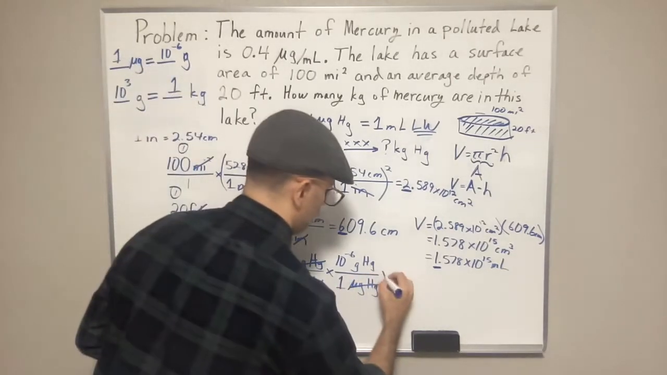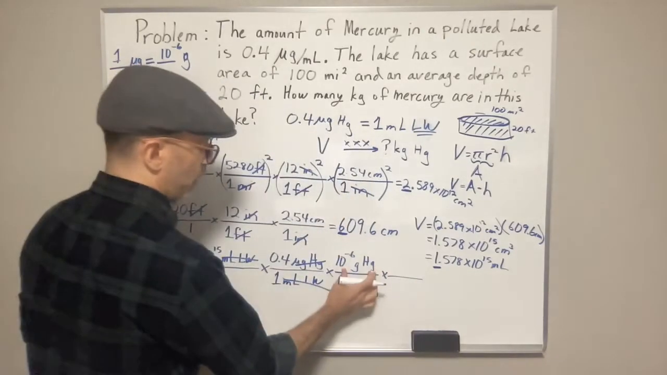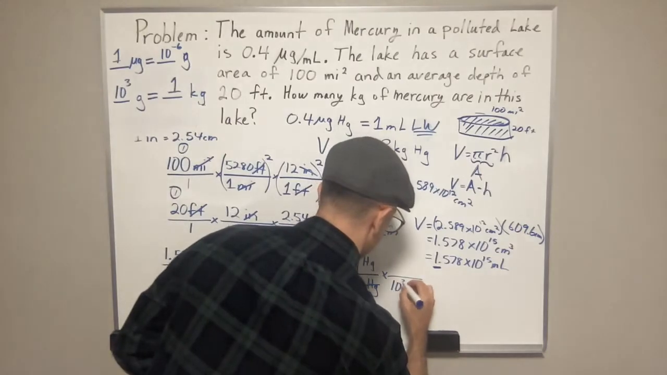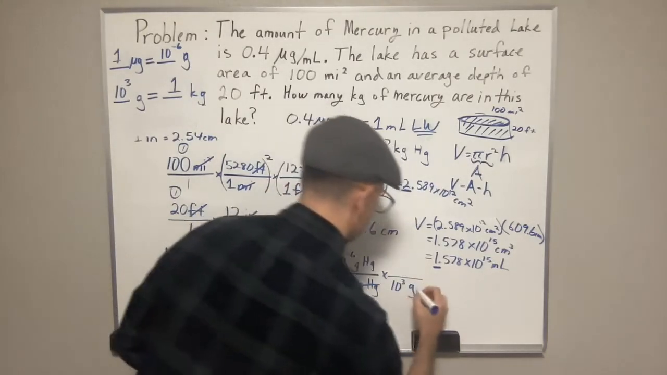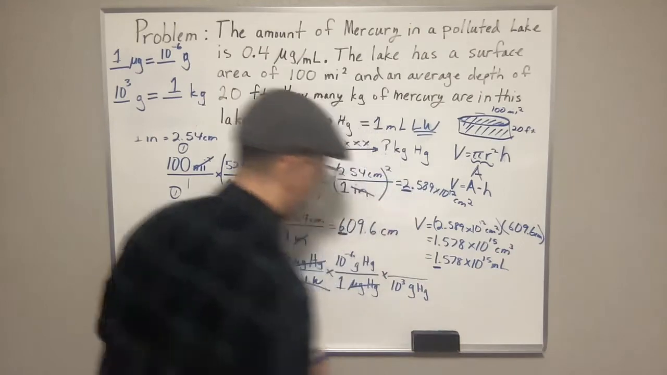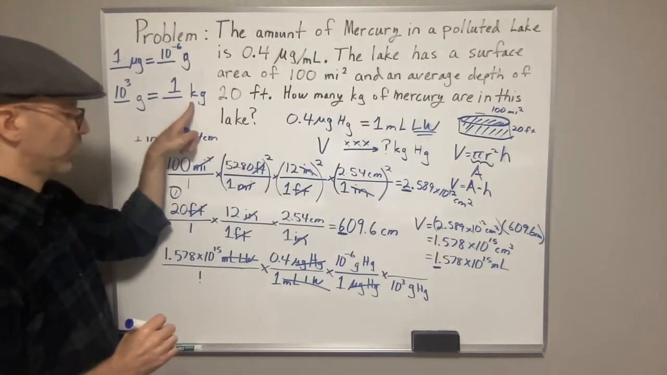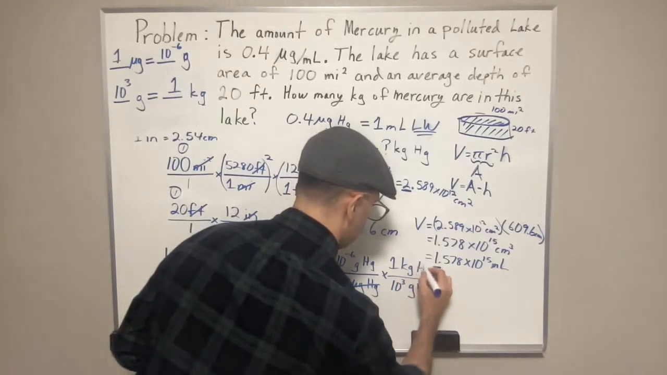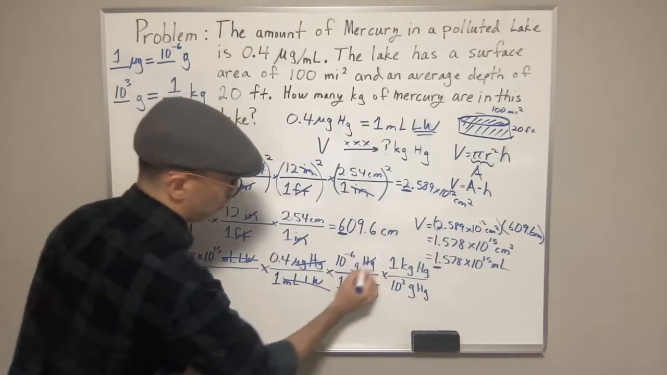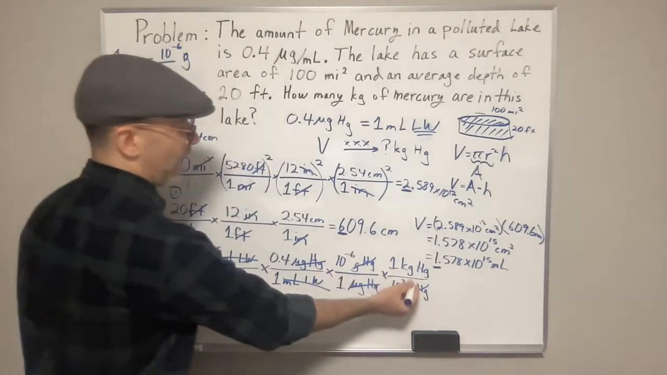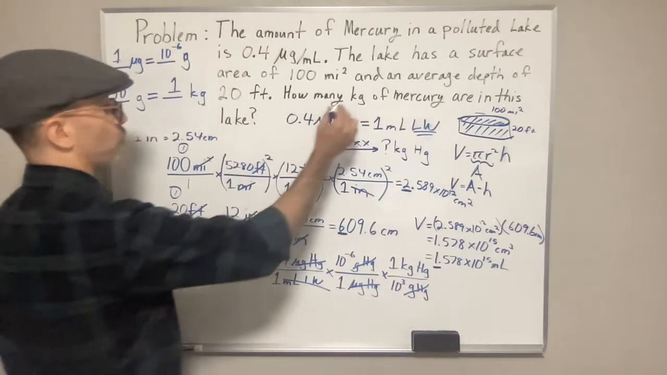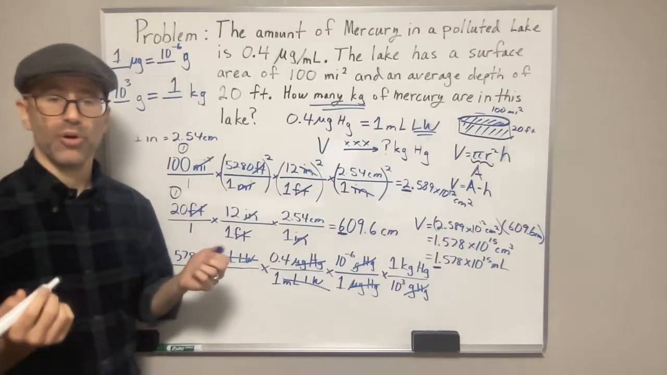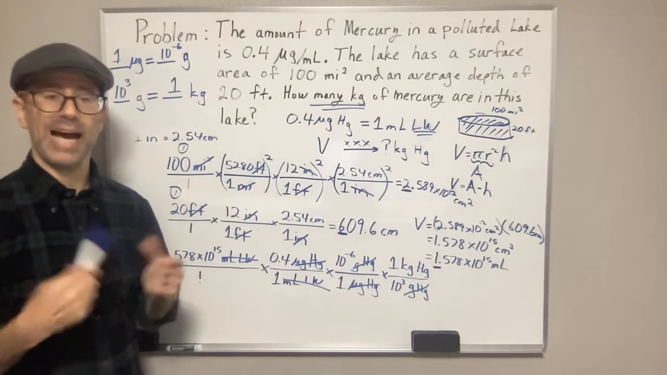So now I'm going to put grams on the bottom. So I have 10 to the third grams, or 1,000 grams of mercury on the bottom, and 1 kilogram of mercury on top. So grams cancel out. Now I have my kilograms of mercury. That is what they want. How many kilograms of mercury? I am done. So now the only thing I need to do is calculate the answer.